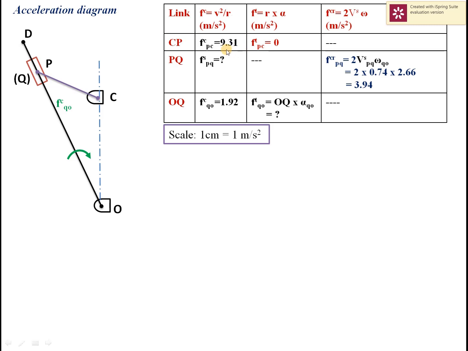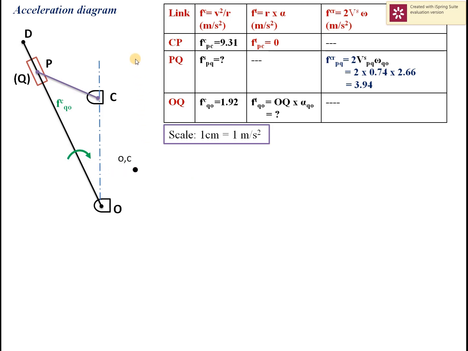Comparing the values of centripetal components of acceleration and Coriolis component of acceleration with the paper size, I have decided the scale of 1 centimeter equal to 1 meter per second square. That is a scale of 1:1.